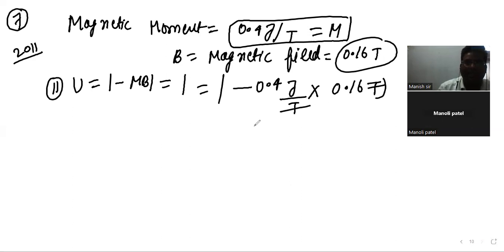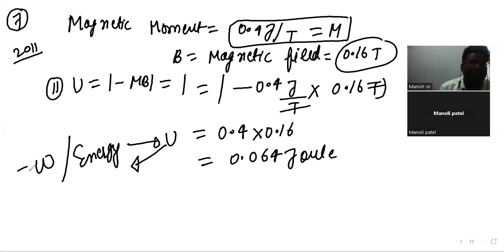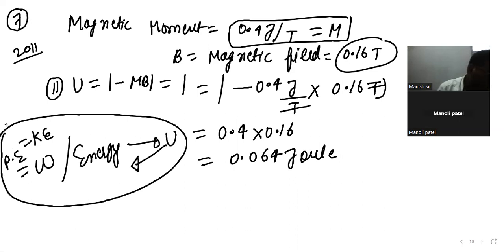T. So this and T get cancelled. So your energy is coming out to be 0.4 into 0.16, which is 0.064 joule, right? This U means energy. Energy symbol is U, and it is also given by W. Sometimes it is written as potential energy, sometimes kinetic energy. All these meanings are the same, right? So please write it down.